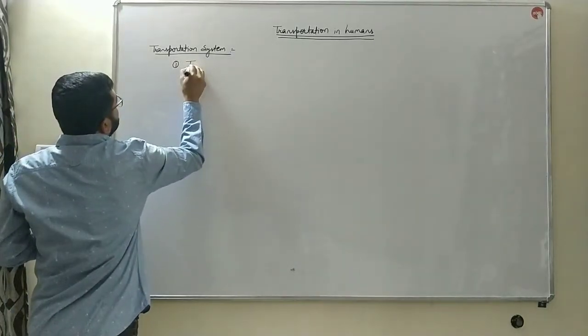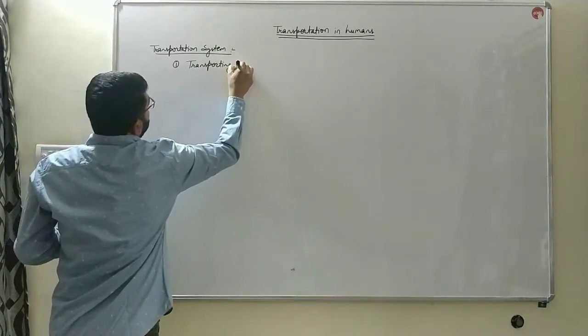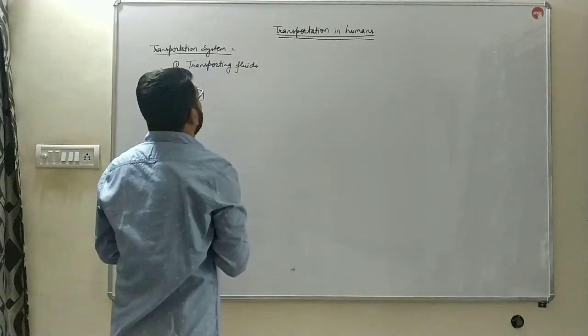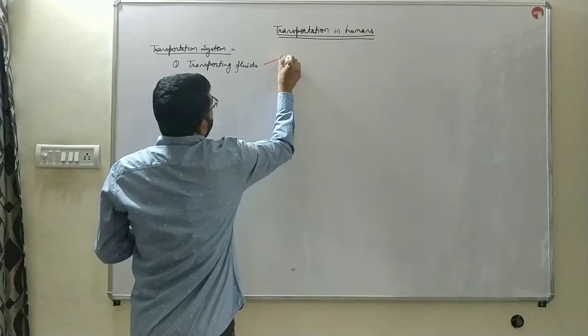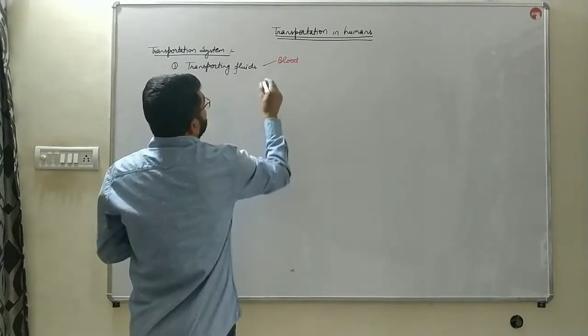The first one is transporting fluids. And there are two transporting fluids present in the body of humans. The first one is blood and the second one is lymph.